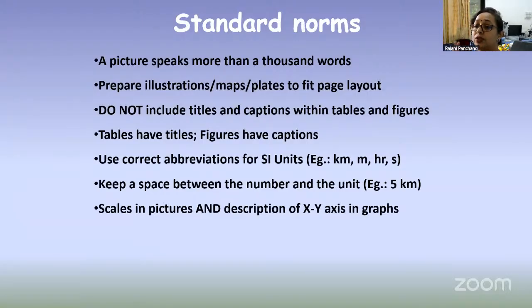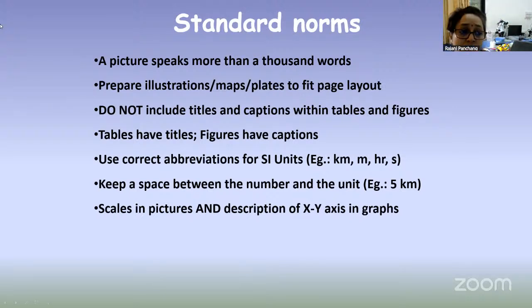Use lots of illustrations. Create pictures. Draw them with your hand, or ask a professional to trace them. A picture speaks 1,000 words. Prepare illustrations, maps, and plates to fit the layout. You read so many things, you know how layouts look.